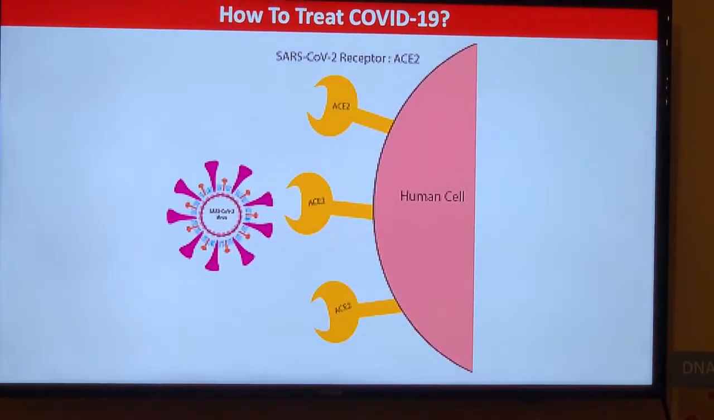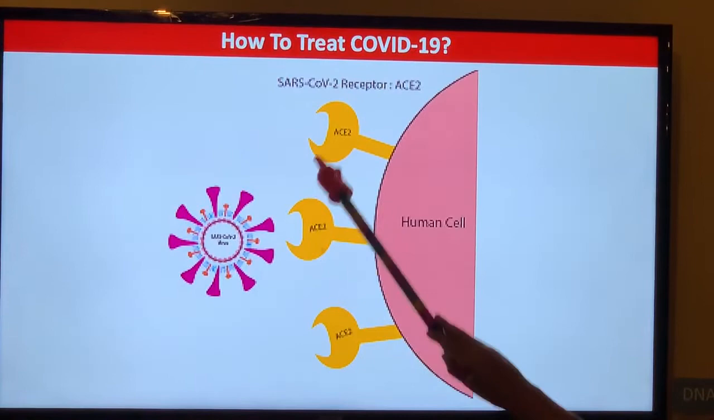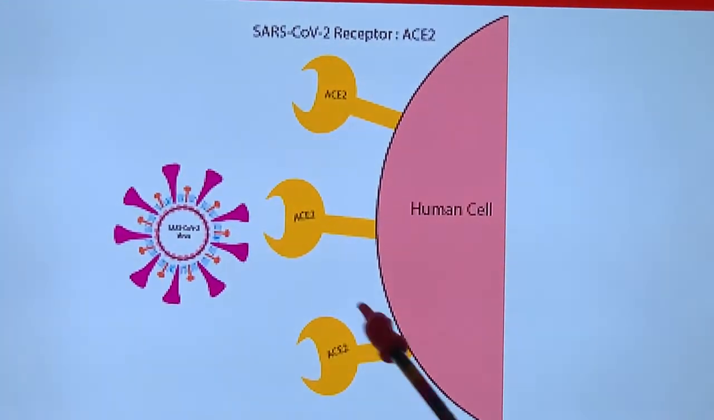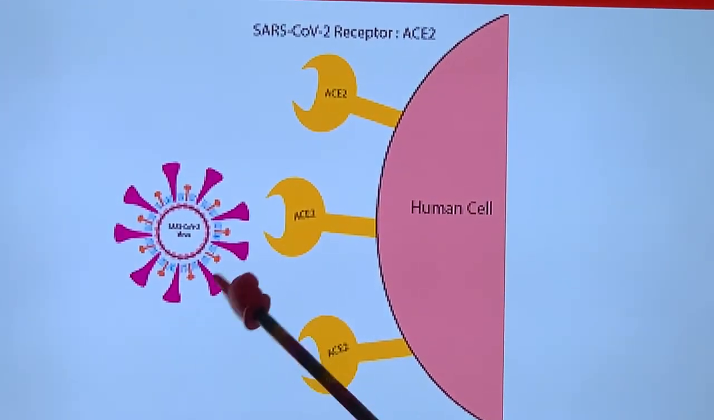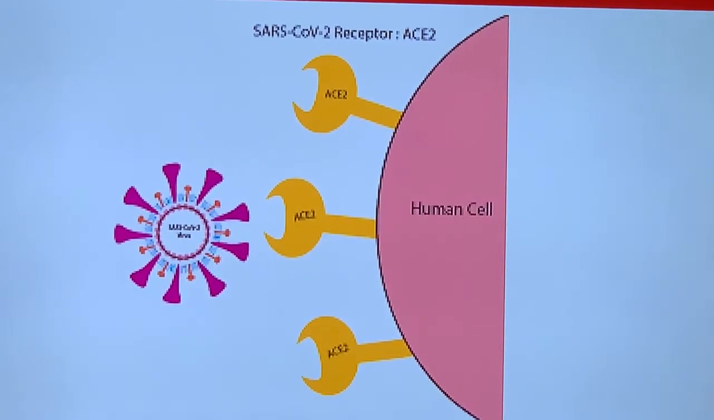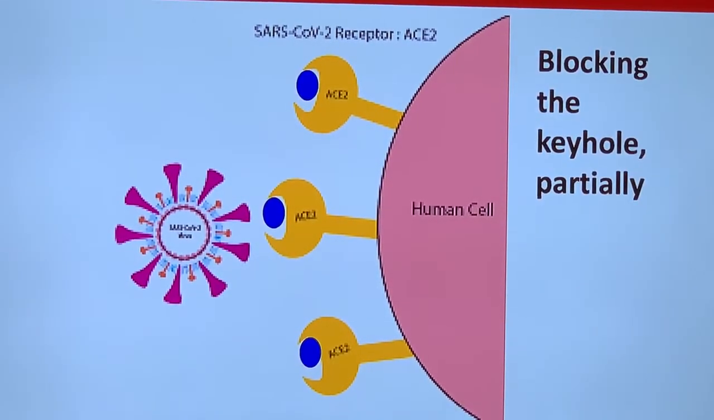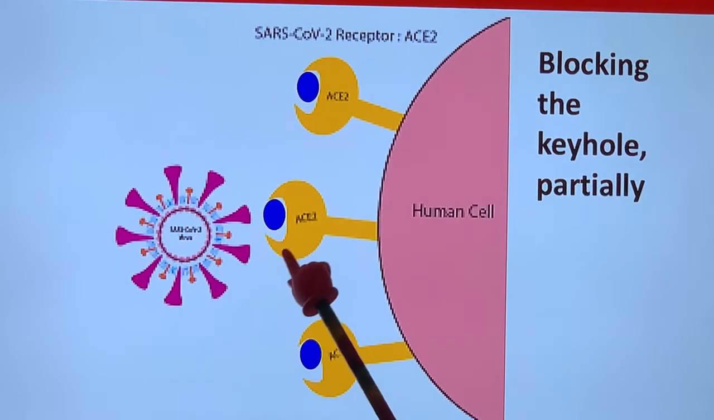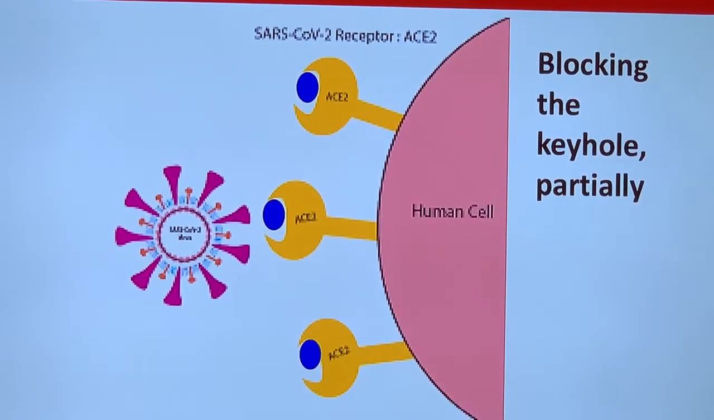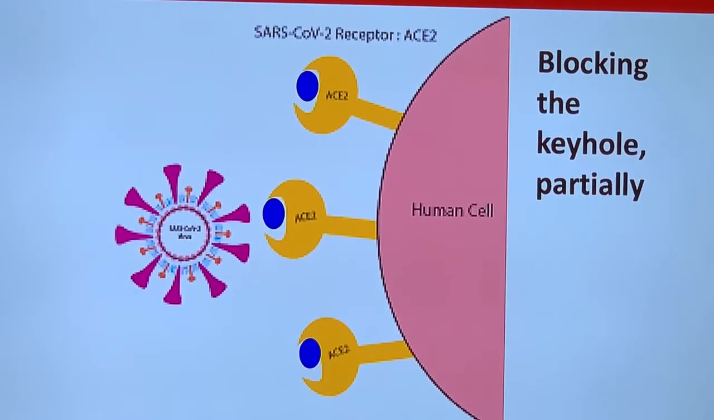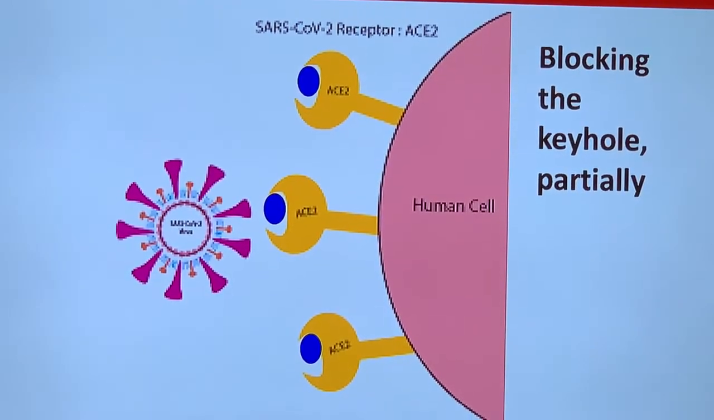Now, this is blocking your keyhole. So these are your keyholes, and this is the human cell, and this is the virus trying to find the right key. Now, if we do this, then you block the keyhole partially because you see there's some room to still get the proteins, and then the virus won't ever find the right key and will eventually die off.